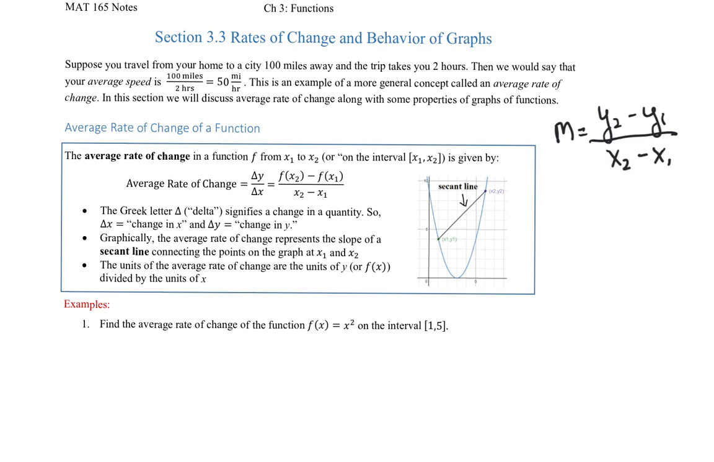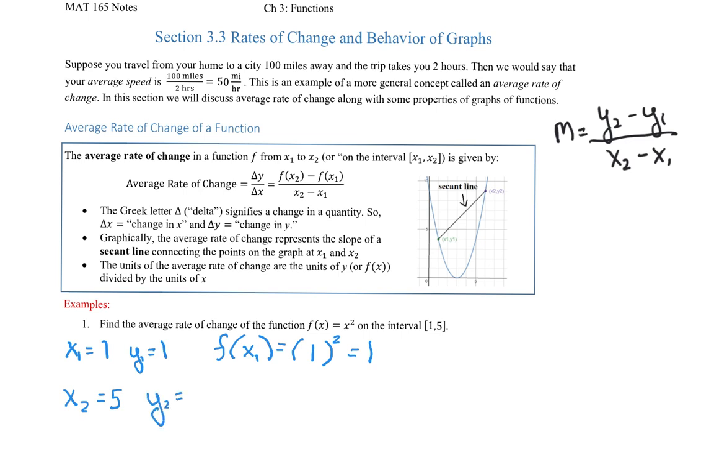Let's take a look at number 1. We're asked to find the average rate of change of f of x equals x squared between 1 and 5. So we have our x1 and we have our x2. Now let's find out what our y2 and y1 values are. f of x1 is the same as y1. So we're going to plug this into the function x squared, and when x is 1, y is 1. Therefore, our y1 is also 1.